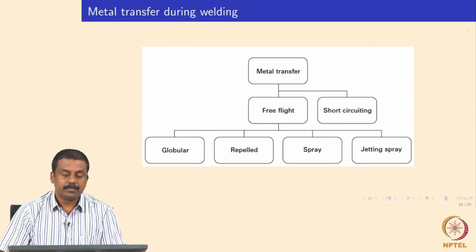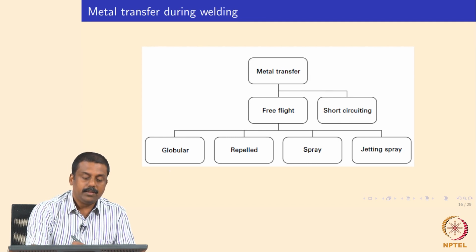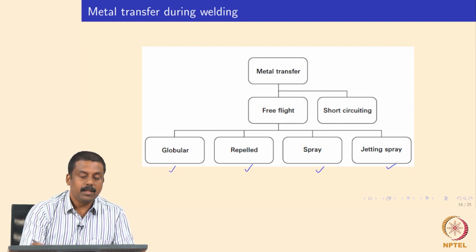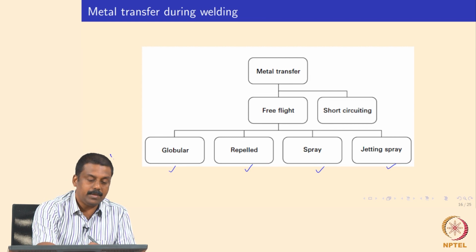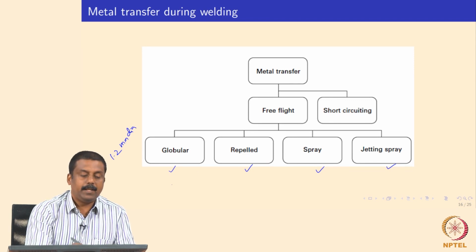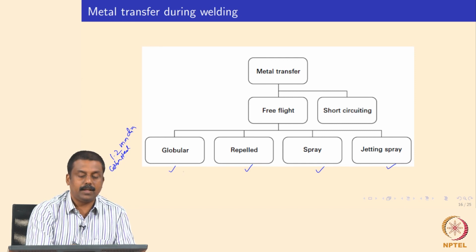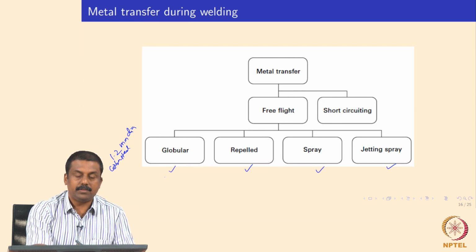In the free flight mode, there are 4 types of transfer generally observed: the globular, repelled, spray, and jetting spray. The globular transfer happens for a given diameter of the electrode, for example 1.2 mm, which is a commonly used electrode diameter. In carbon steel, for example, globular transfer happens at lower currents, and as I already explained, when the current is lower, Lorentz force is very minimal.